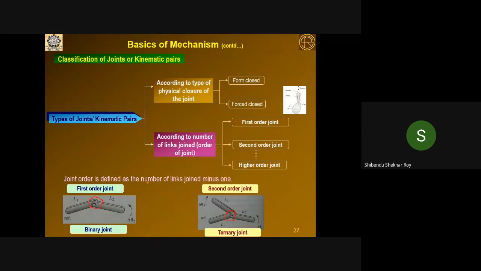Now order of joint is defined as number of links joined minus 1. You see, 2 links are connected, 2 minus 1 is 1, that is first order. 3 links connected at a particular joint, the order of joint is 3 minus 1, that means second order. Got my point? So whether a particular joint will be first order, second order, or third order depends on how many links are connected, because order of joint equals number of links joined minus 1.